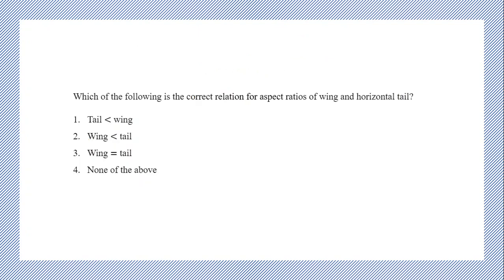Okay, let's go to the next question. Which of the following is the correct relation for aspect ratios of wing and horizontal tail? Think about it. Why?